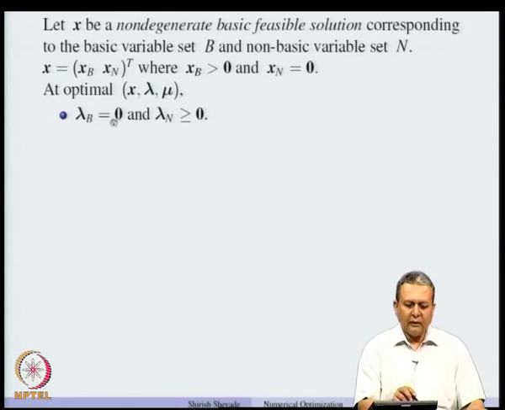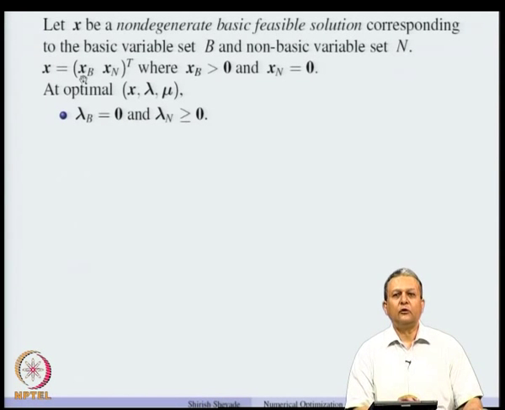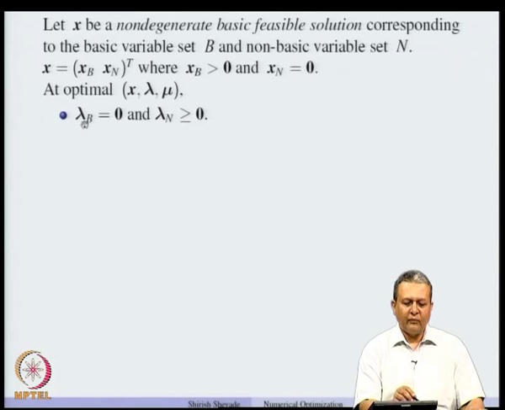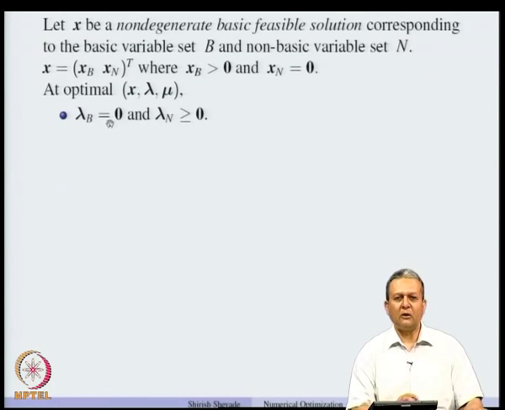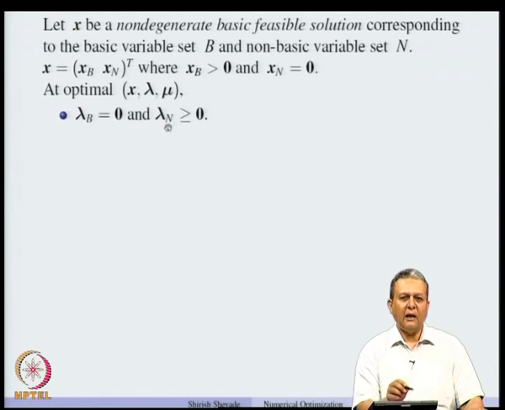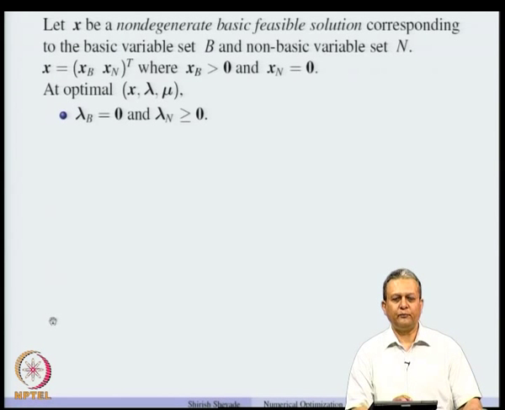So, as we saw at optimal x, lambda, mu, at any basic feasible x, we are assuming that there is a non-degeneracy, that means that x_B is greater than 0. So, if that particular x is optimal, then what we want is that lambda_B should be 0 because of the complementary slackness condition. And since x_N is 0, lambda_N can be greater than or equal to 0.